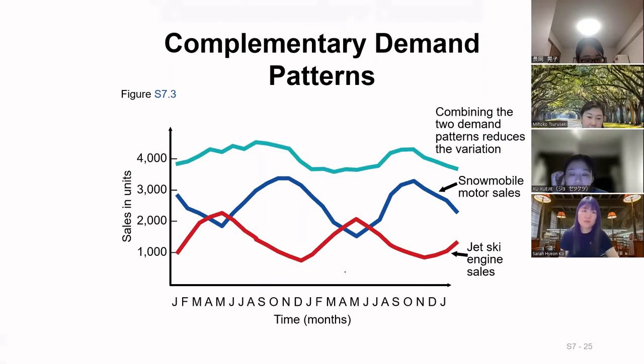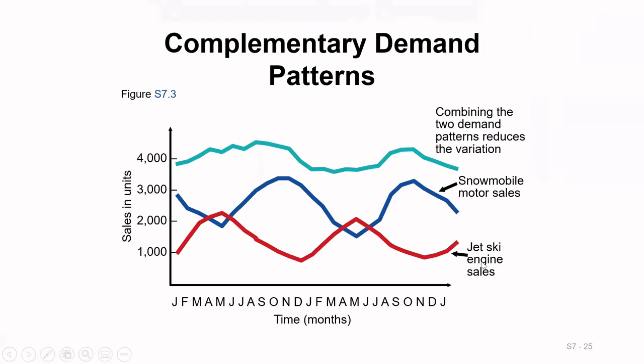So what's this? Okay. This is combining products that have seasonal patterns, okay? Like I mentioned just now, Honda, for example, jet ski engine sales, okay? This is snowmobile motor sales. So combining the two demand patterns reduces the variation for that factory, for example. That factory produces both snowmobile and jet ski engines, okay? So complementary demand patterns for seasonal products, okay?